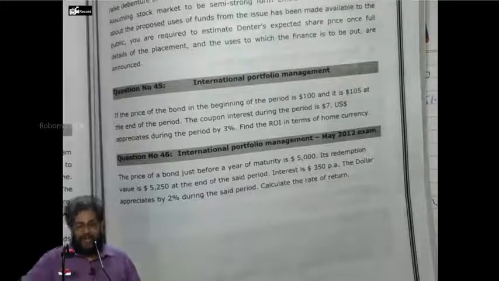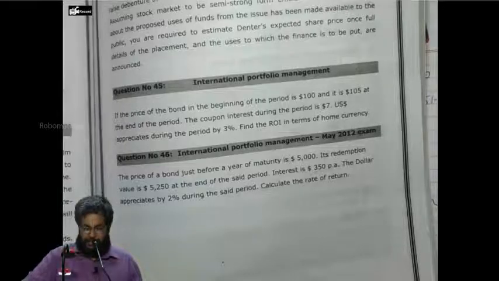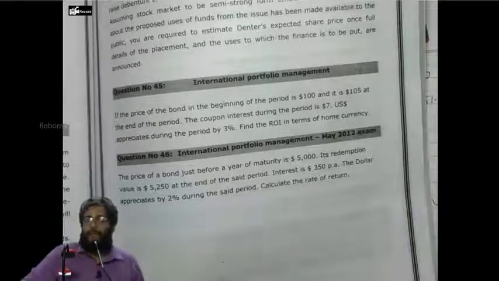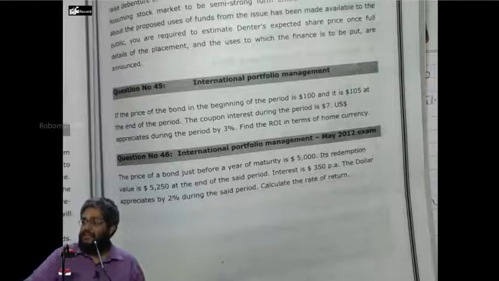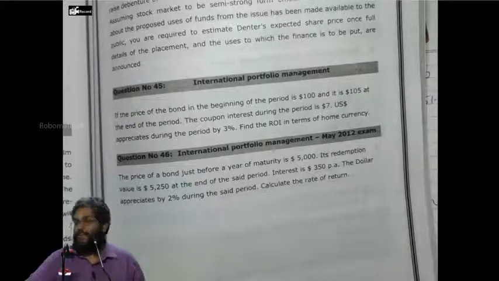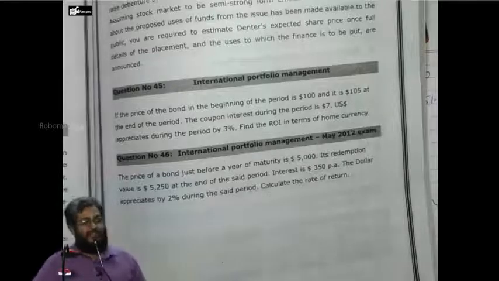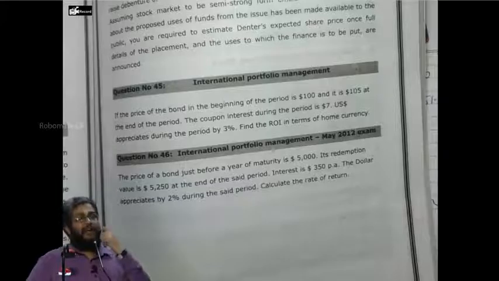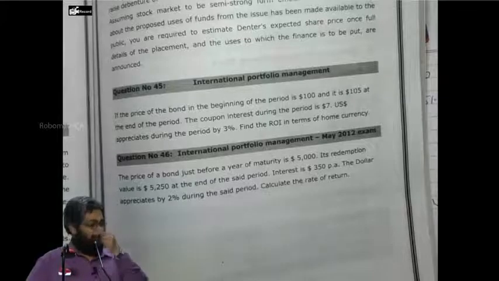Go to the main statement. It is $5,250 plus $350, that is 5,600, into 51 rupees. Tell me, what is the realization amount? 2 lakh 85,600. Realization is 2 lakh 85,600.